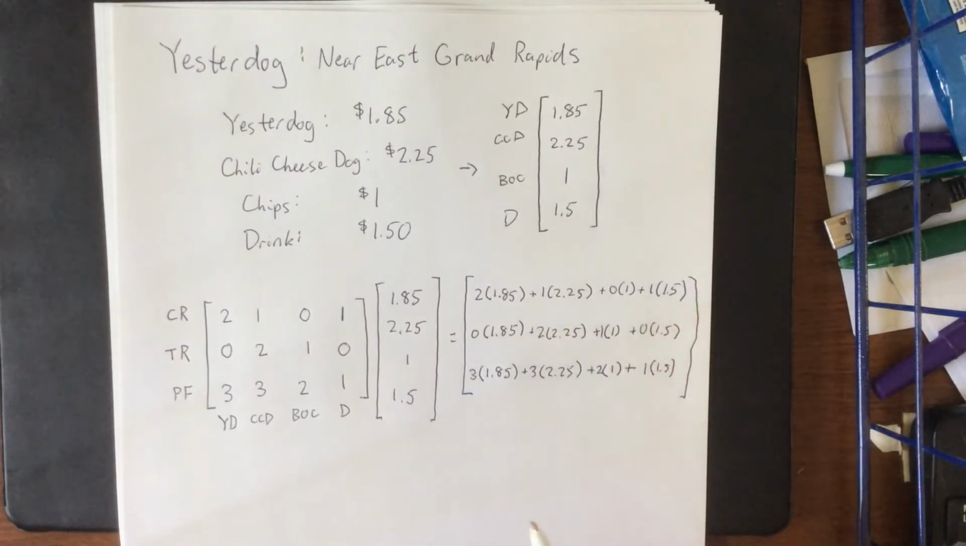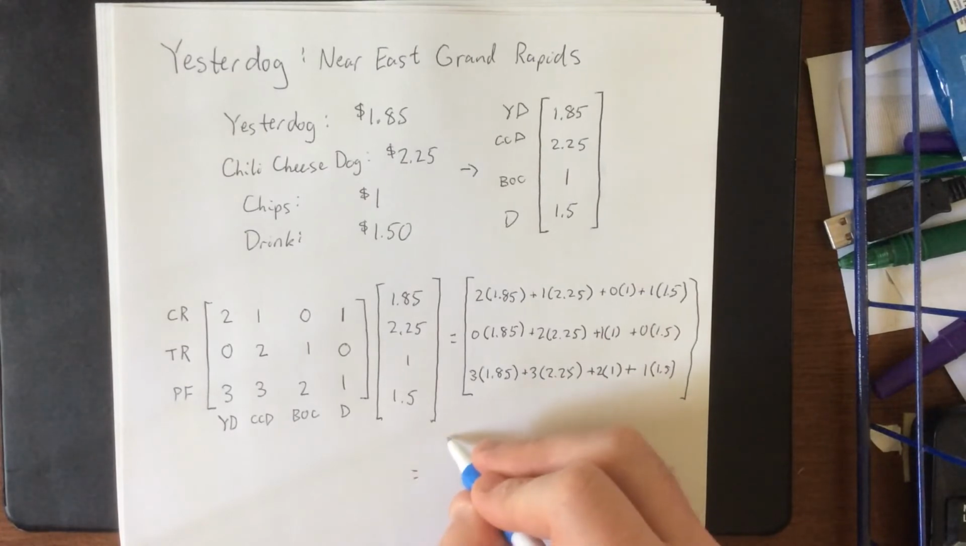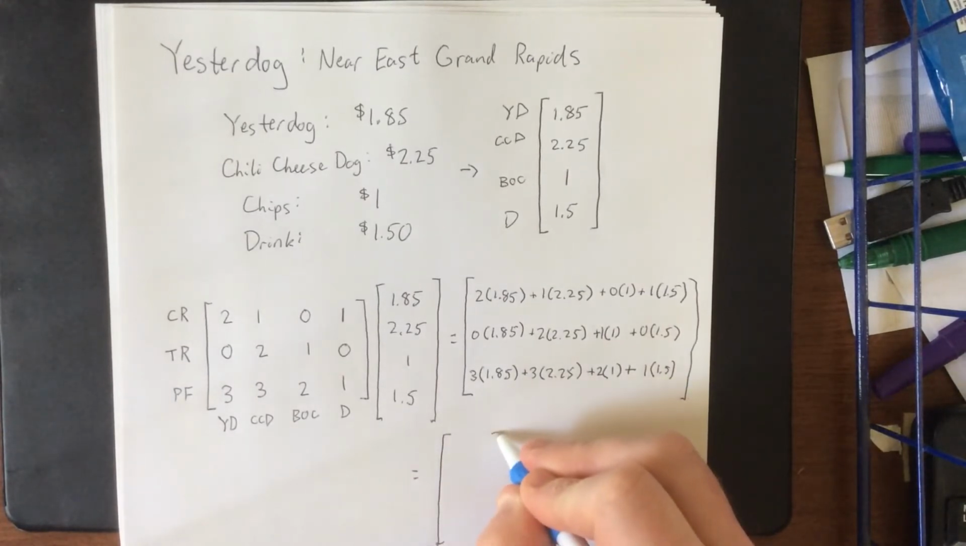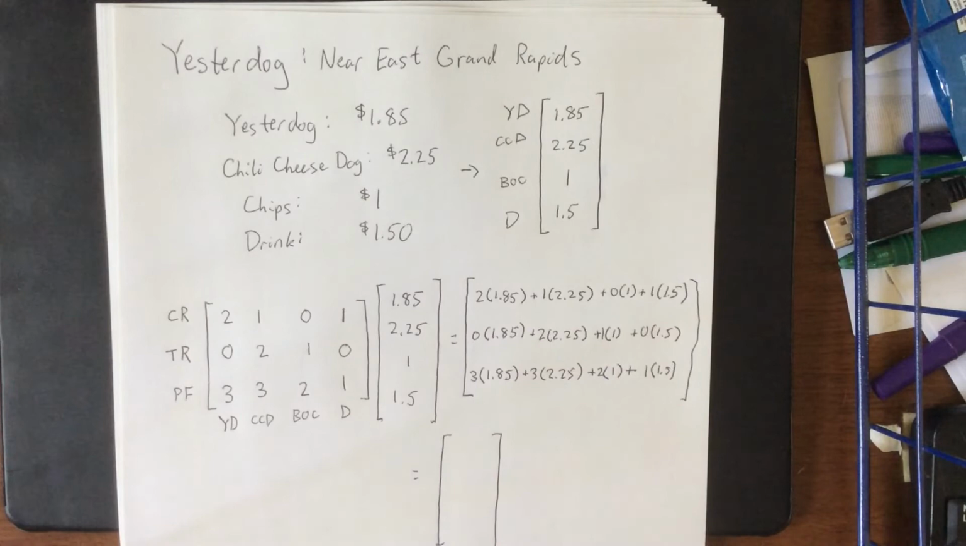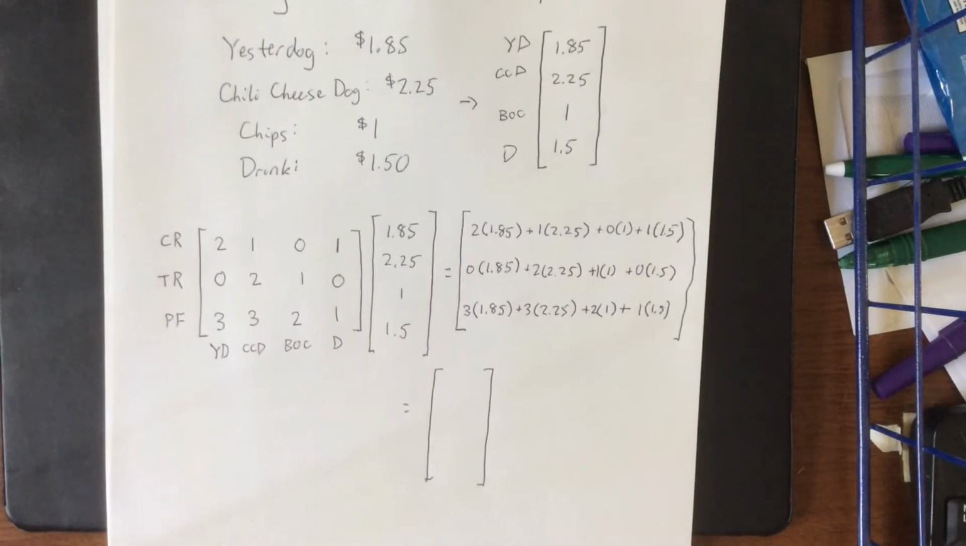Now, if we actually go ahead and simplify all of these entries, that'll let us know the total amount that each of us is spending on our meal. Now, the guys at Yesterdog, they're really impressive. They can usually add this stuff up all in their heads. I'm going to see if I can do the same.